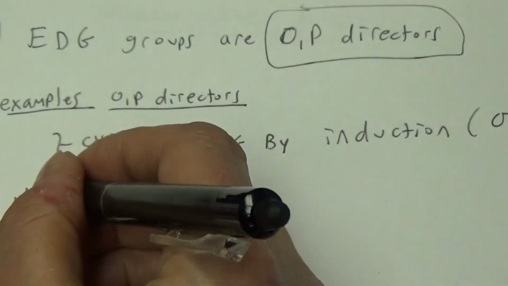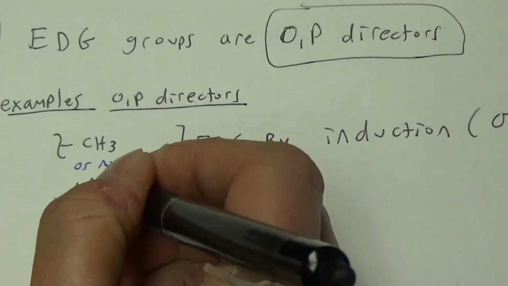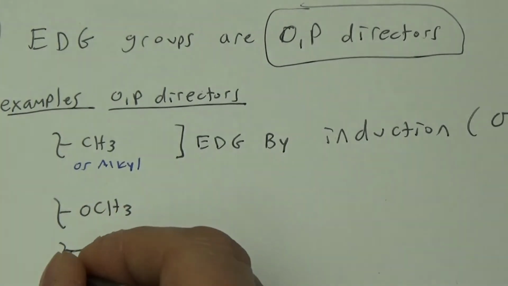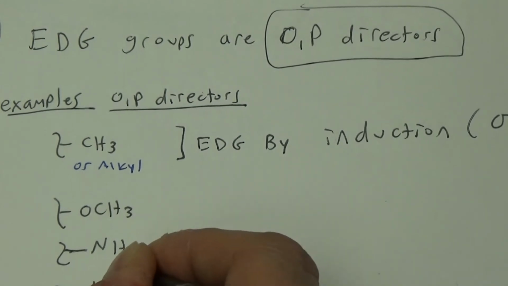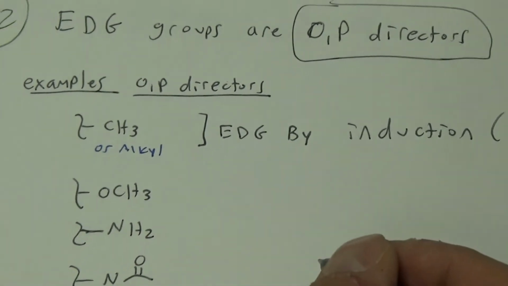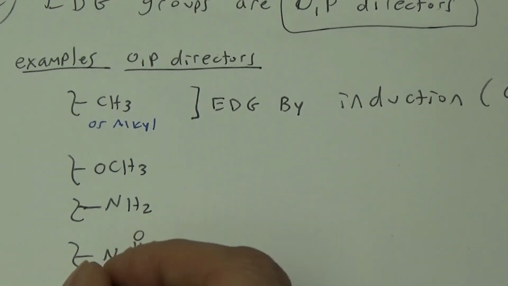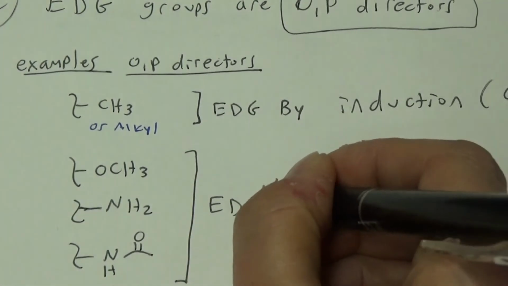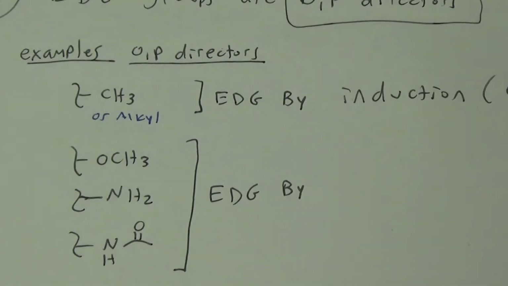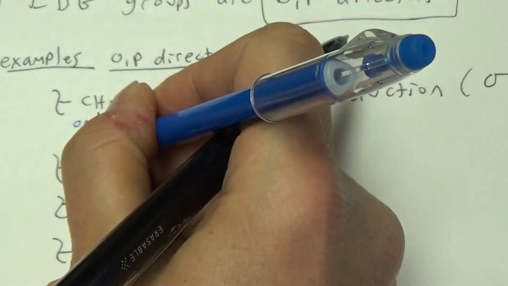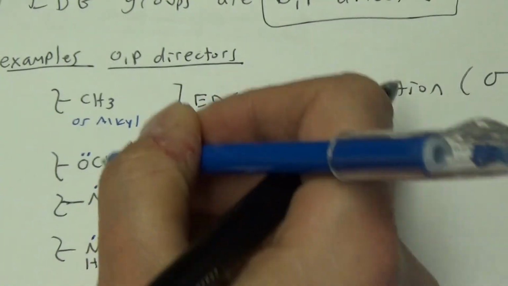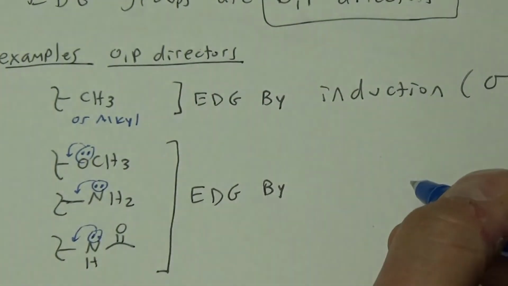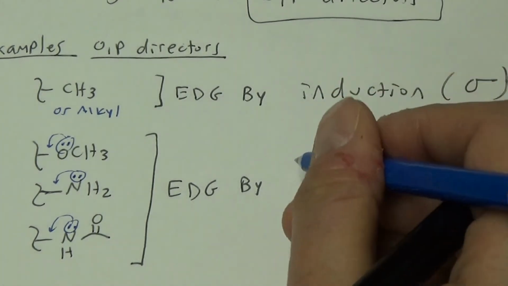Next, we've got a bunch of resonance ones. OCH3, NH2, amide, so it's NH and then a carbonyl, O, CH3. It's an amide functional group. Yeah, these are examples. They're electron donating groups by induction or resonance? They all have a lone pair on them that can kind of kick in and make a double bond, resonance style. So all of these are electron donating groups by resonance.